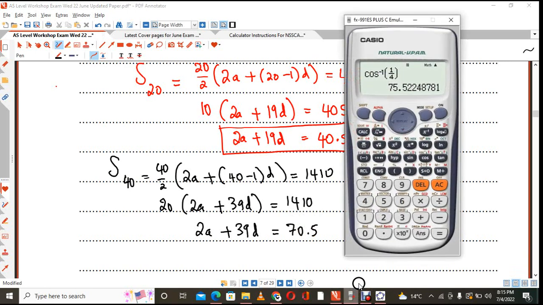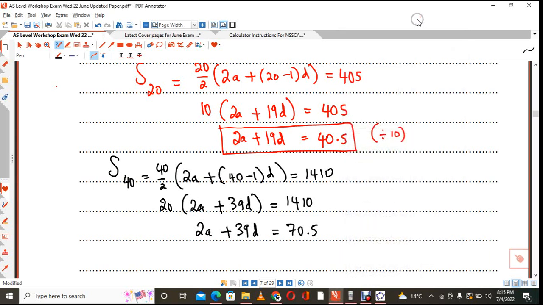70.5. Okay, that is 1410 divided by, sorry, by 20. So it's 70.5. Good. So this one here, I just divided by 20, and that is my second equation. So you get independent marks. That's a B1, that's a B1. Call them independent marks for those two equations.